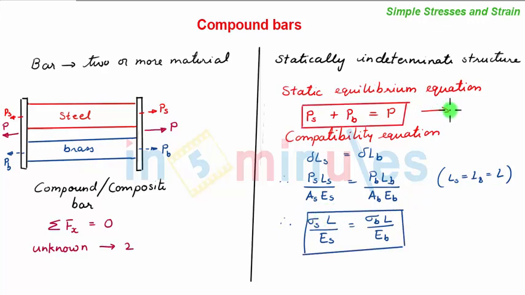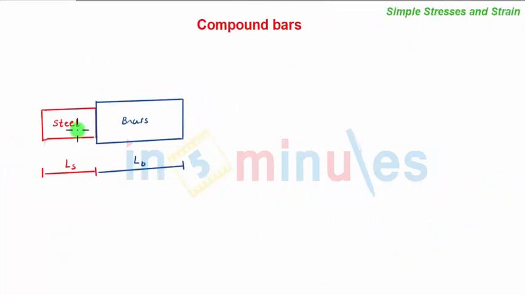So the static equilibrium equation as well as the compatibility equation are together used to solve the problems of compound bars or composite bars. Now in this figure, we have one arrangement of these two bars, steel and brass. We can have another arrangement of two or more materials in a compound bar. We can have another kind of arrangement of the steel and brass bars as shown in the figure. Here steel and brass are connected to each other end to end.